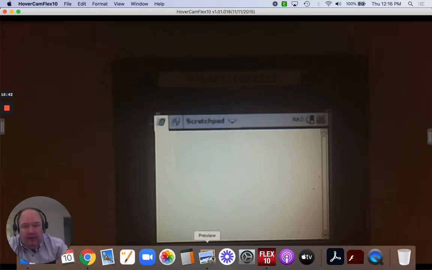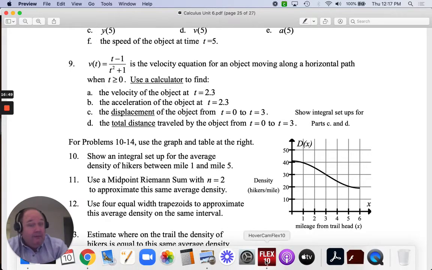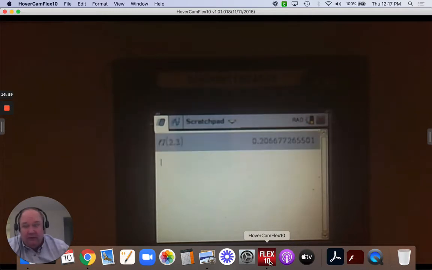So now that I've defined it, the first question is, what's the velocity at 2.3? So just plug in 2.3. But the good news is, because you've already defined it as f1 at x, I type in f1 at, and I just type in what I'm looking for. So I want to know 2.3. That's it. Control enter, and you have your answer.